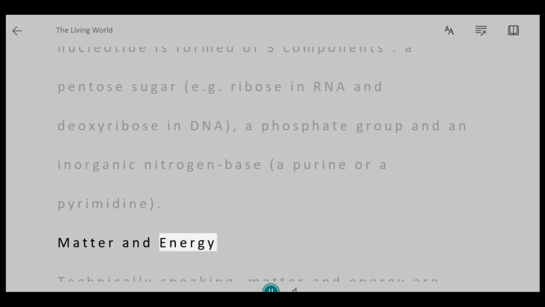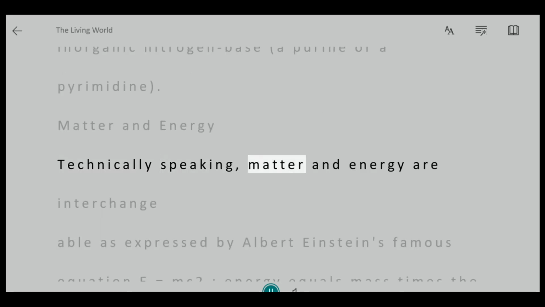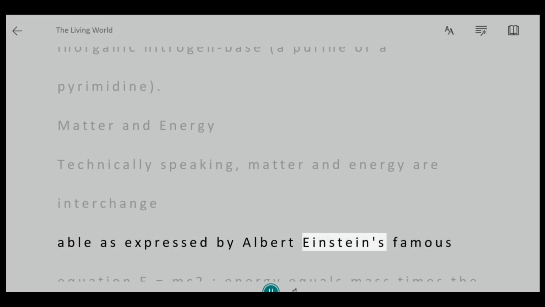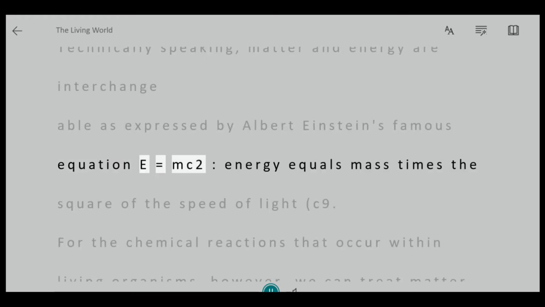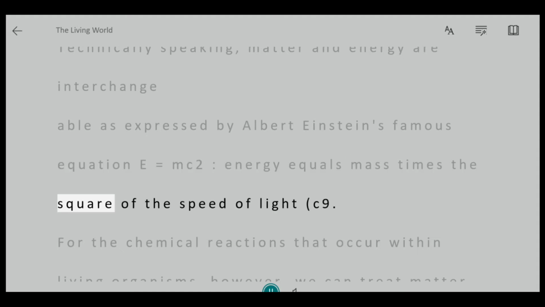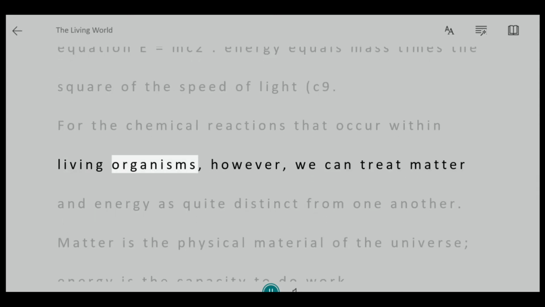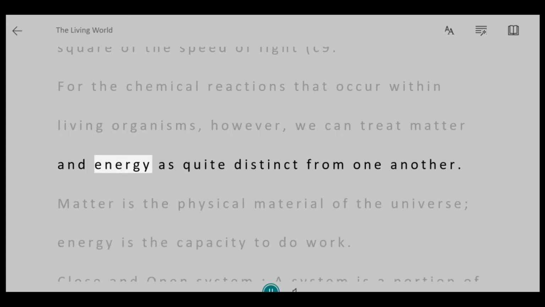Matter and energy. Technically speaking, matter and energy are interchangeable, as expressed by Albert Einstein's famous equation E equals mc squared, energy equals mass times the square of the speed of light, c. For the chemical reactions that occur within living organisms, however, we can treat matter and energy as quite distinct from one another.